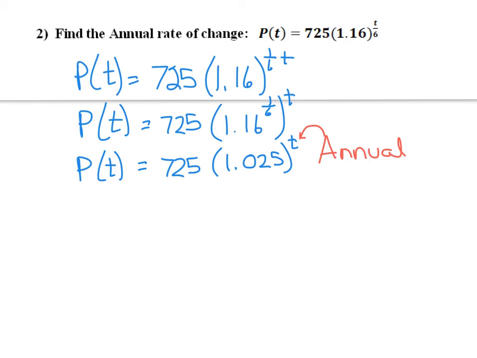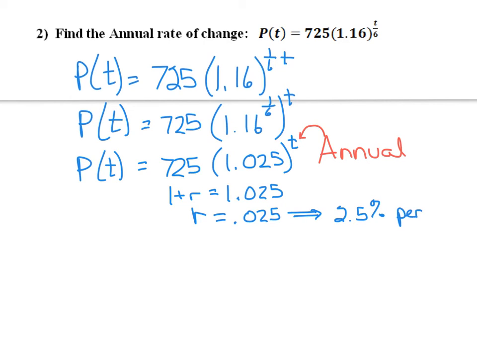So let's go ahead and calculate our r value. This again is growth, so 1 plus r must be equal to 1.025. Again, subtracting 1 from both sides of the equation, I get that r is equal to 0.025. Convert that over to a percent, so move your decimal point over 2 places to the right, and I see that it turns out to be 2.5% per year. And that's what I wanted to find, the percent change per year, so that I'm finding the annual rate of change.